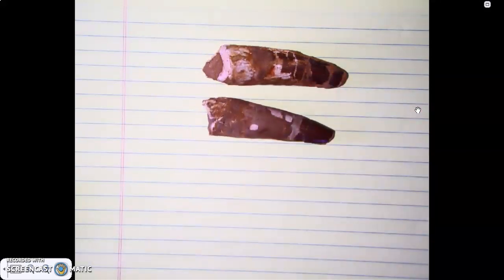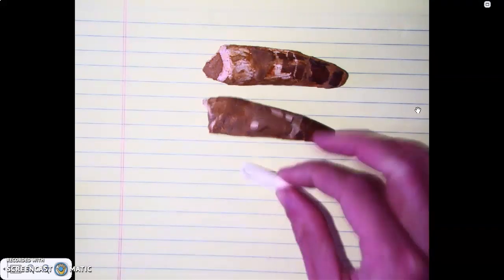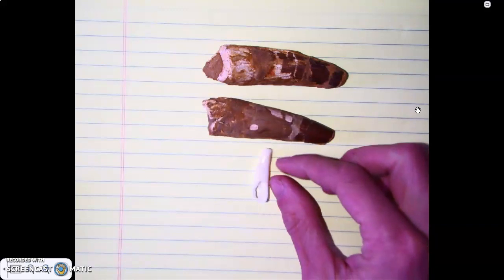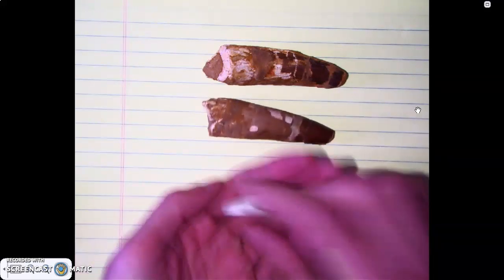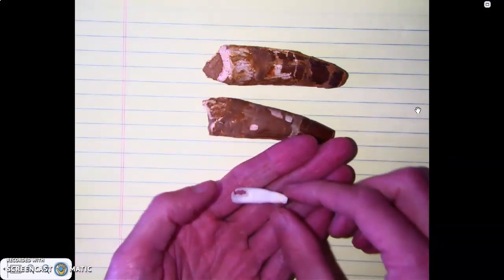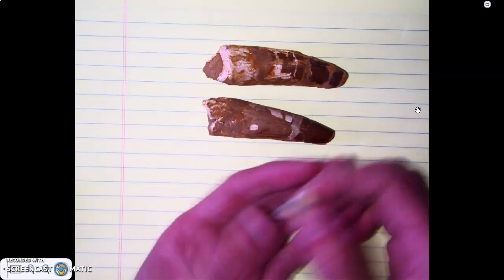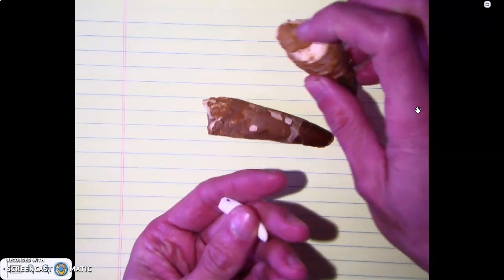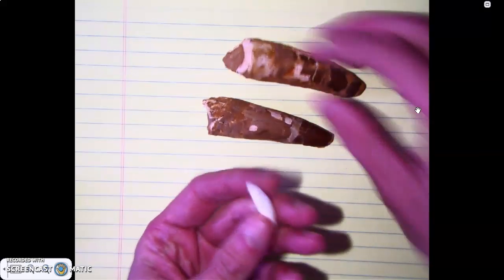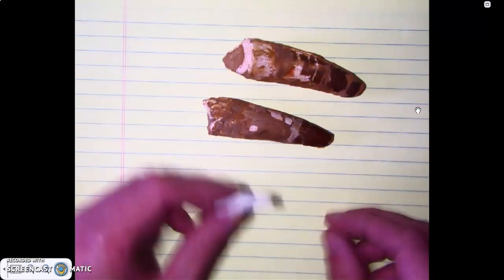If we look at modern day animals, we can make inferences about extinct ones. Here I have a tooth. It's smaller, but it's a similar shape. It's long, it's pointy, it's hollow, and these probably were too. They just got filled in with sediment. But it's a long, pointed tooth.